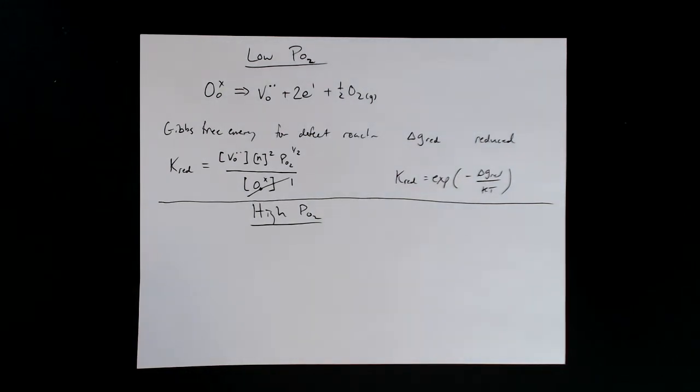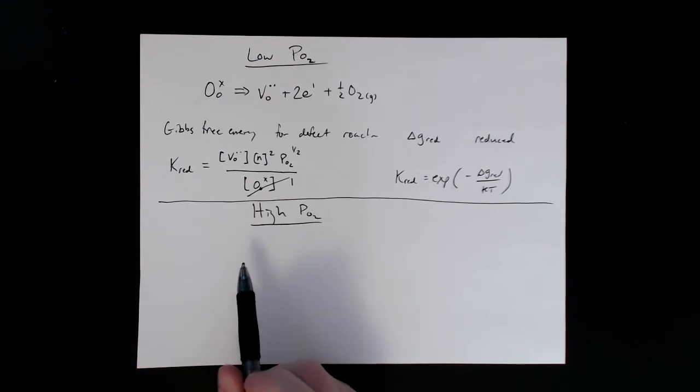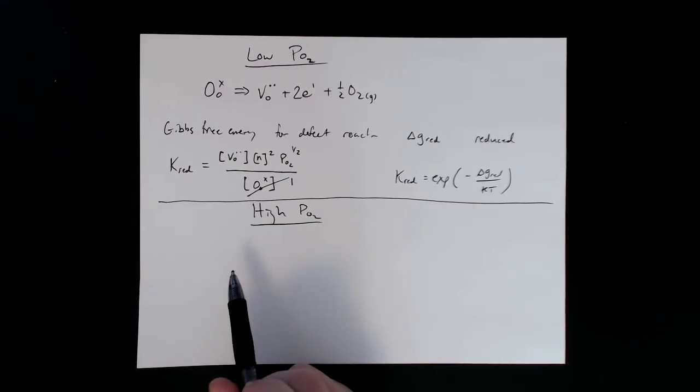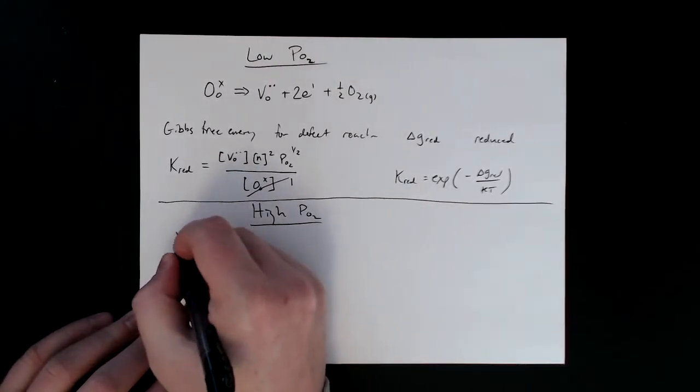All right, so now we're going to look at the high PO2 region and see what happens there. We had already developed a relationship for this scenario. However, we had it where the oxygen went into an interstitial. And so, like I said before, oxygen tends to be the larger of the ions, and so that's not usually practical. So we're going to switch it up a little bit to make it more realistic in this example.